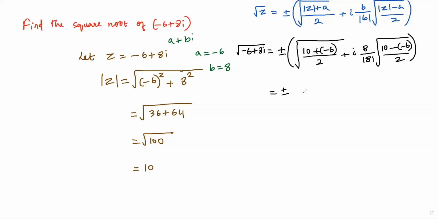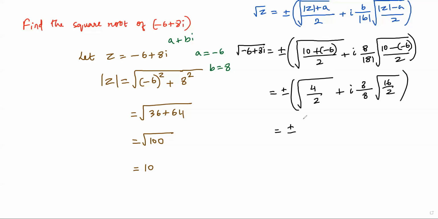So we get positive or negative square root of, positive times negative will be negative, 10 minus 6 is going to be 4 over 2, plus i times 8 over absolute value of 8, which is just 8. Square root of, negative times negative will become positive, 10 plus 6 is 16 over 2. Positive and negative. We get square root of 4 over 2 is the square root of 2, plus i times 8 over 8, which becomes 1. I times 1 is i. And 16 over 2 is square root of 8.